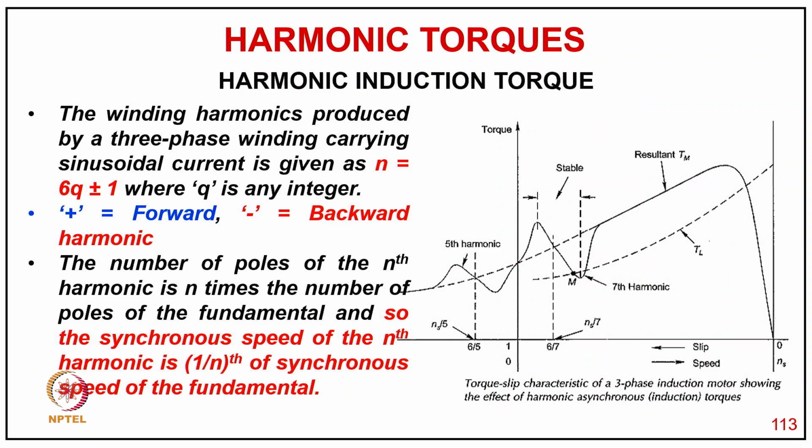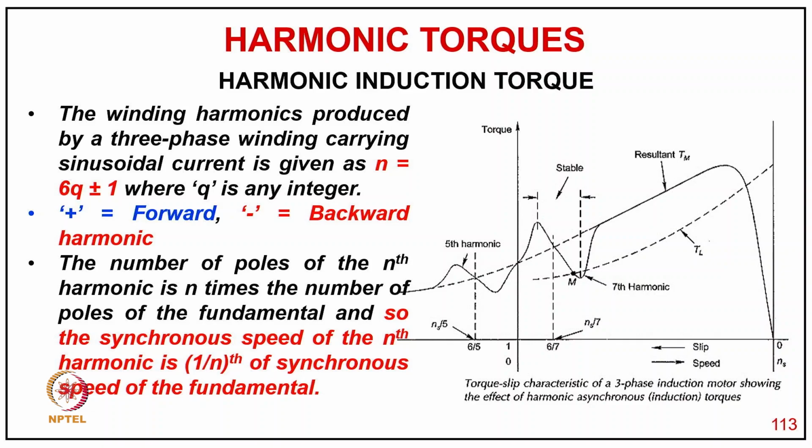Now coming to here, the harmonic induction torque, which we call the torque-speed characteristic in a three-phase induction motor, showing the effect of harmonic torque. The winding harmonics are produced because the three-phase winding carries sinusoidal current, given by n equal to 6q plus or minus 1, where q is an integer, plus for forward and minus for backward.